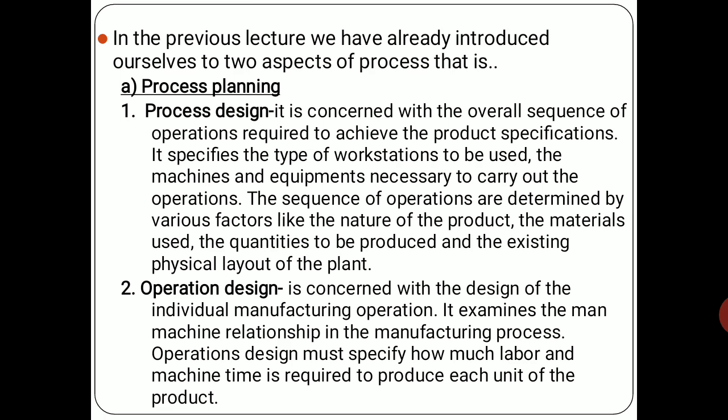It examines the man-machine relationship in the manufacturing process, and operation design must specify how much labor and machine is required at each stage. That is what I told you, that suppose a process for producing a product, there may be a single process that has been selected by the manufacturer. Now, for producing a product, suppose Z manufacturing process has been selected. For this manufacturing process, whatever equipments you need, whatever layout you need, whatever machine power, everything you need, all those things are planned out, and that comes under the process design.